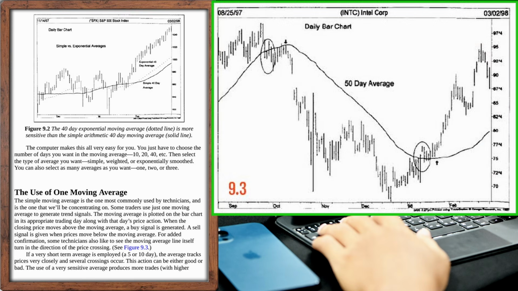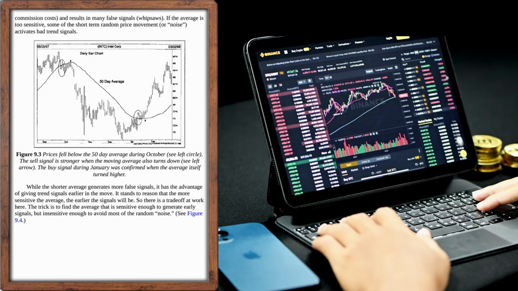If a very short-term average is employed, a 5 or 10-day, the average tracks prices very closely, and several crossings occur. This action can be either good or bad. The use of a very sensitive average produces more trades, with higher commission costs, and results in many false signals, whipsaws. If the average is too sensitive, some of the short-term random price movement, or noise, activates bad trend signals.